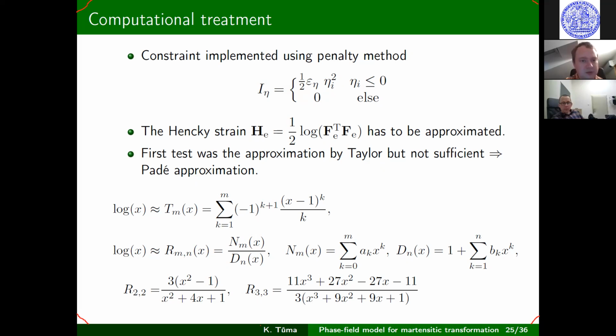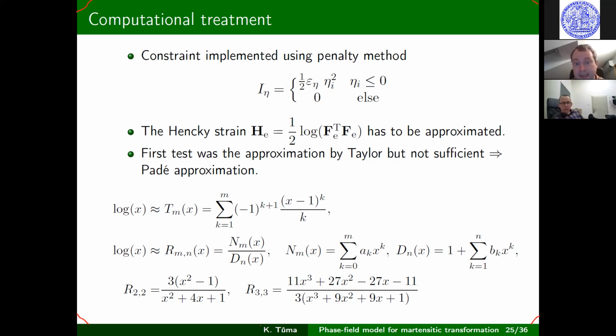So now I will tell something about the computational treatment. As you know, we have to take care about the restriction for the volume fraction eta. We know that all etas are greater or equal to zero. So earlier with ASFEM, again, we used the augmented Lagrangians, and we were able to satisfy these conditions exactly. But again, Lagrangians, multipliers, saddle point problem, direct solver, and so we decided to use some simple method. We used the penalty method. So this is the standard penalty method. Just remember that epsilon eta is the penalization parameter for this restriction. Higher is better, of course, but it makes the numerical simulation worse.